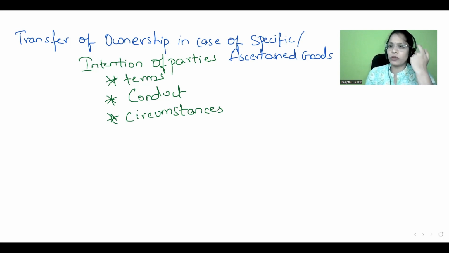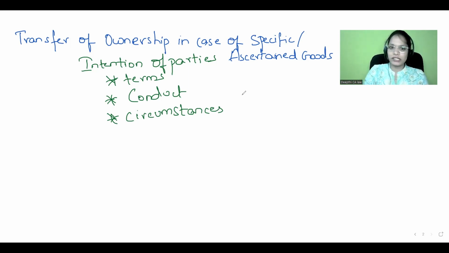Conduct is nothing but based upon your action, like picking a good and putting it in the basket. That means your intention is to purchase that good. Through your action also, I can analyze that you wanted to become the owner of that good and the owner is ready to transfer the ownership. What about the circumstances? Circumstances is nothing but, for example, an emergency. If it is an emergency, you'll go and purchase the good. If it is not an emergency, you'll go for time pass and just check out. That's it. So based on these three things, I can analyze the intention.